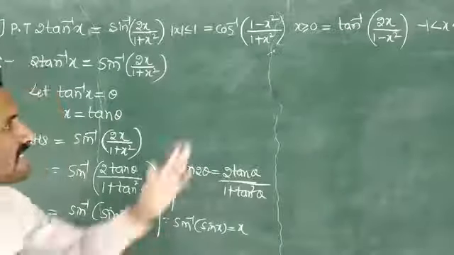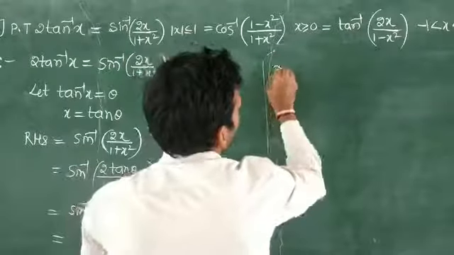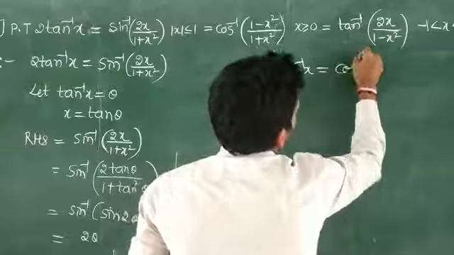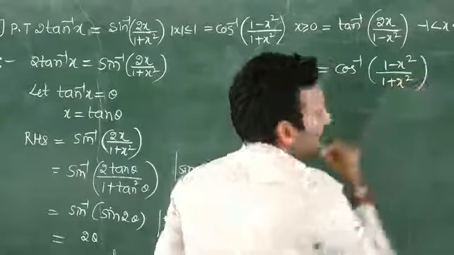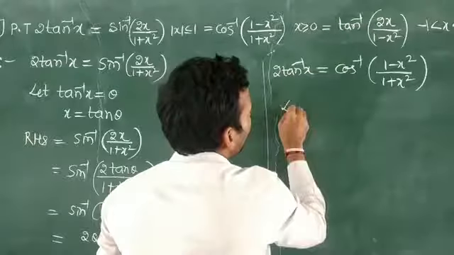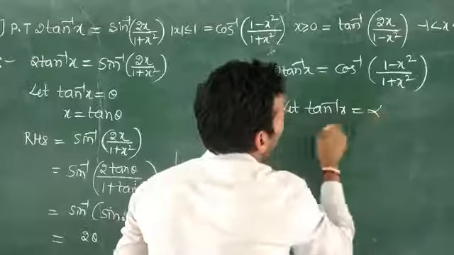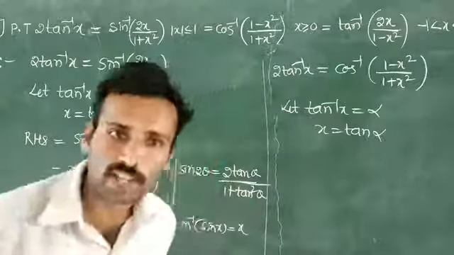Similarly, the second one also. What is the second one? 2 tan inverse of x is equal to cos inverse of 1 minus x square divided by 1 plus x square. Again, let tan inverse of x be equal to alpha, then x is equal to tan alpha by the definition of inverse trigonometric function.